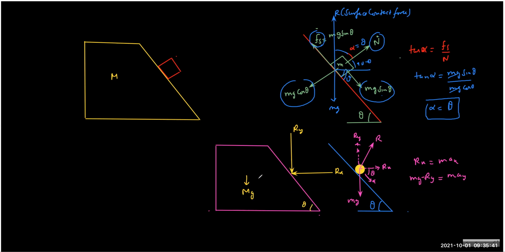So to keep the wedge at rest, the only force we need to apply is F, horizontal, correct. And numerically it is going to be equal to Rx. And Rx we can calculate actually from here.